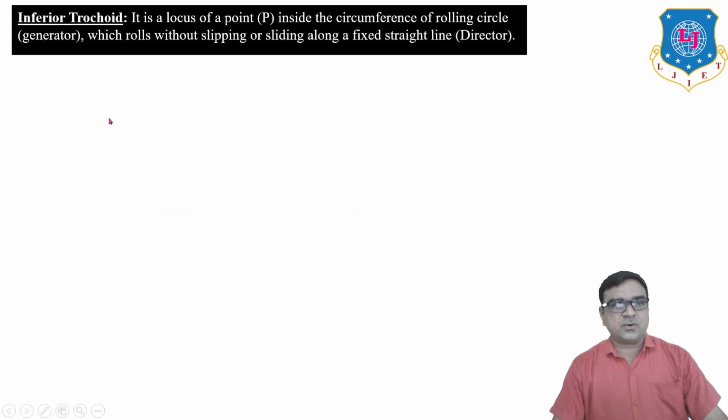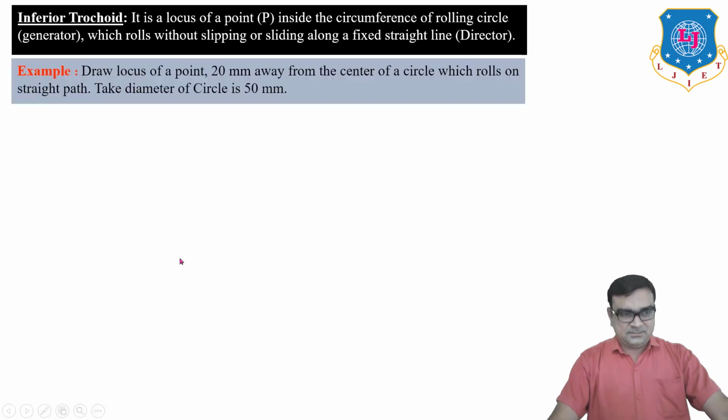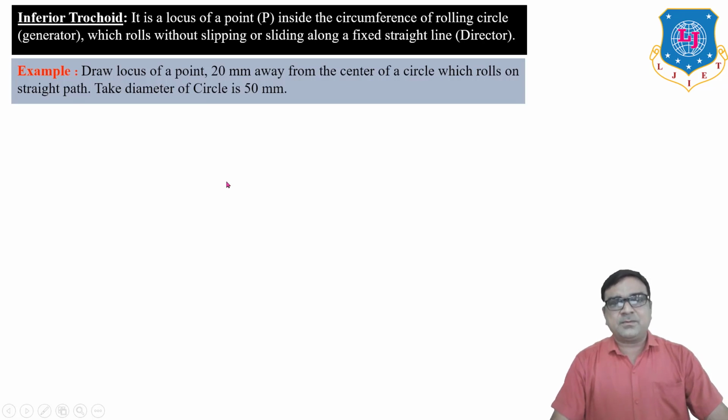Now the inferior trochoid. It is the locus of a point P inside the circumference of a rolling circle which rolls without slipping or sliding along a fixed straight line. Example: draw the locus of a point 20 mm away from the center of a circle which rolls on a straight path. Take the diameter of the circle as 50 mm.